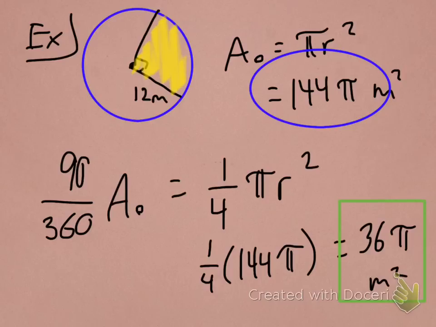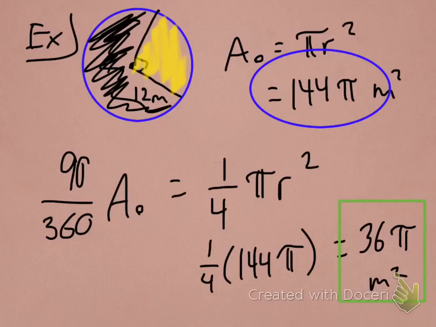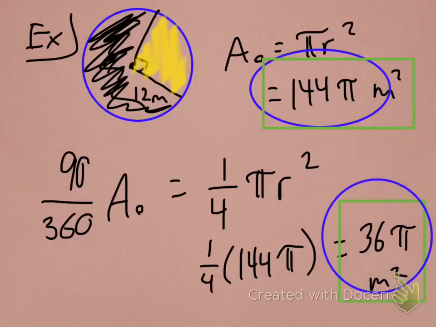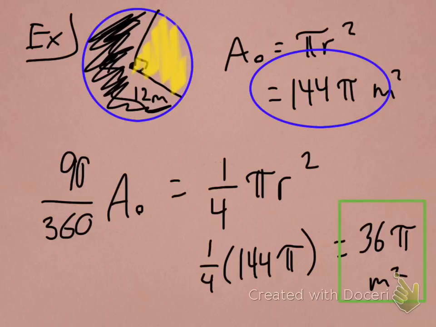Now, you may be wondering, what if they ask you to find the rest of the circle? What if they ask you to find everything else? Do you have to repeat the process using an angle of 270 degrees? And the answer is no, because if I know the whole circle is 144 pi, and the yellow part is 36 pi, then the rest of it just needs to be 144 minus 36 pi, which gives you 108 pi, right? So you can just subtract the sector that we found from the whole circle, and that would give you the part that's left. Okay? So that's kind of the basics of how that would work.